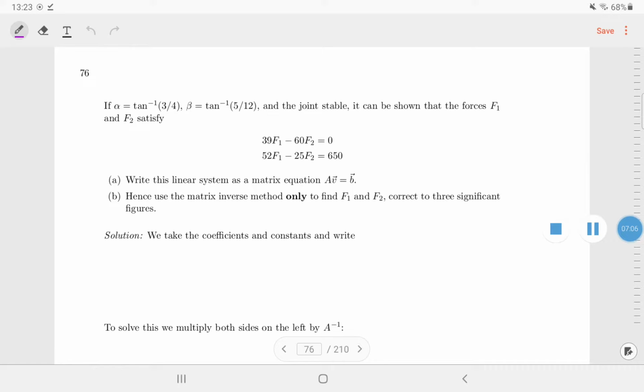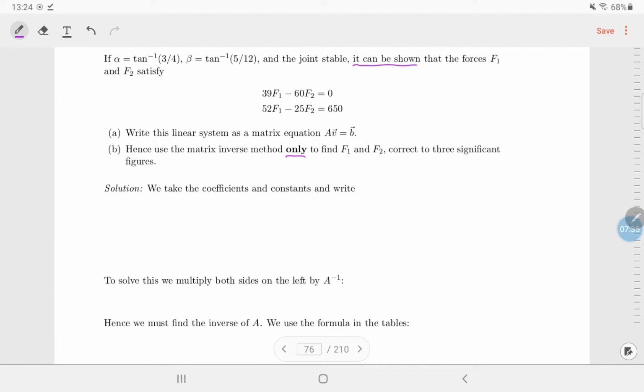So it can be shown, and you don't have to do that, that the forces F1 and F2 satisfy these simultaneous equations, or this linear system. So what are the questions? Write this linear system as a matrix equation, hence use the matrix inverse method only to solve for F1 and F2. You know how to solve simultaneous equations, but here I'm not really interested in that. I'm interested in you understanding what the matrix inverse does. So you have to use inverse matrices. If you don't, you're not really getting any marks.